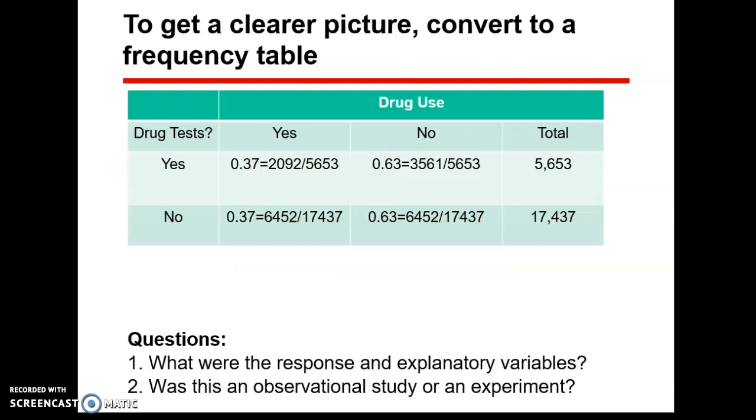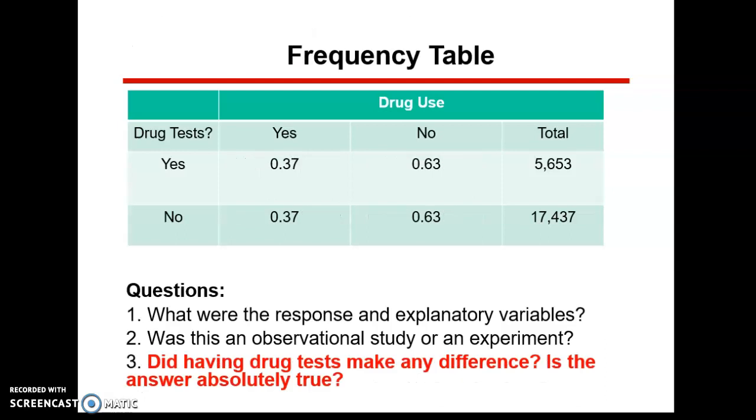So to get a clearer picture, let's make this into a frequency table. You see that I'm dividing each of the numbers by the total on the right-hand side. This is a contingency table, and it's being made into a frequency table. Contingent upon whether there was a drug test, we have answers, yes, there was drug use, or no, there was no drug use. The next slide is going to show you the results a little clearer. So there it is. 0.37 yes, 0.363 no, for both rows. So they seem to be pretty much identical.